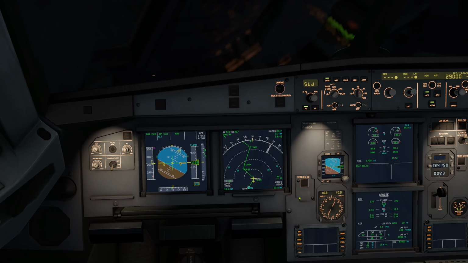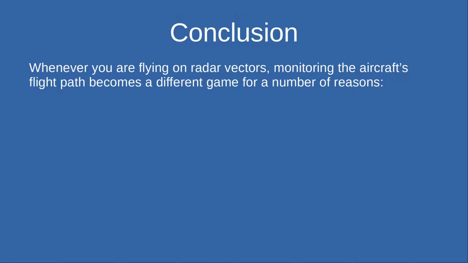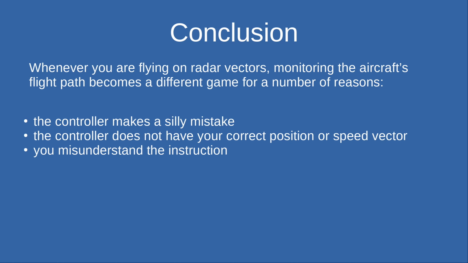Whenever you are flying on radar vectors, monitoring the aircraft's flight path becomes a different game for a number of reasons. The controller makes a silly mistake. The controller does not have your correct position or speed vector. You misunderstand the instruction. The controller and the flight crew may have different ideas about what is safe.